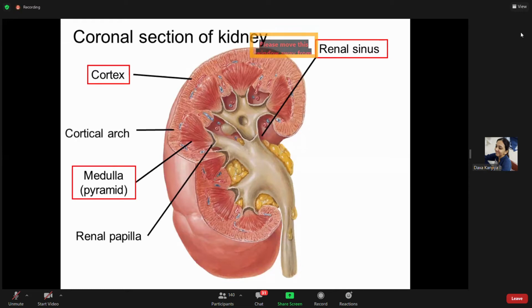Now the area which covers the base of the pyramid, that is called the cortical arch. The area of the cortex which runs in between the pyramids, that is the renal column. So again the area of the cortex is divided into 2 parts. Area surrounding the base of the pyramid, that is cortical arch. In between the pyramids, that is renal column.